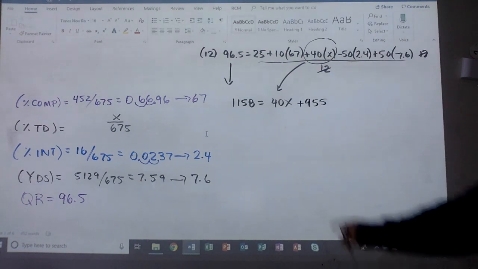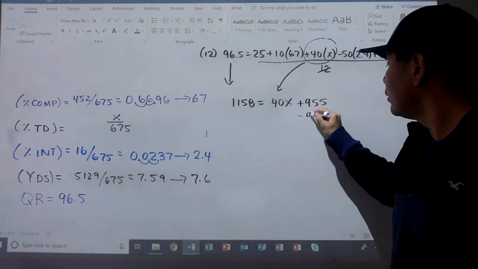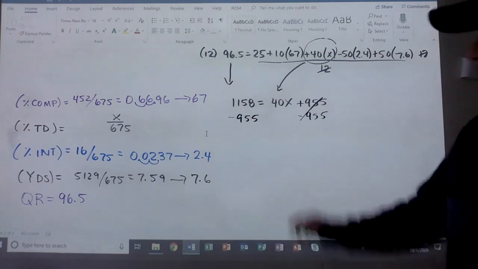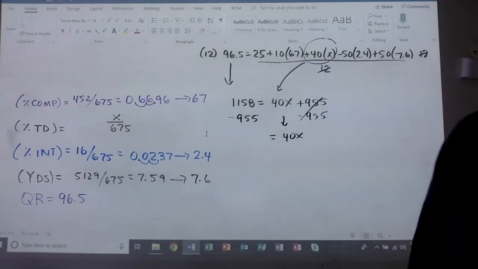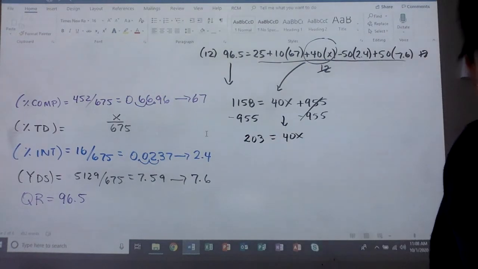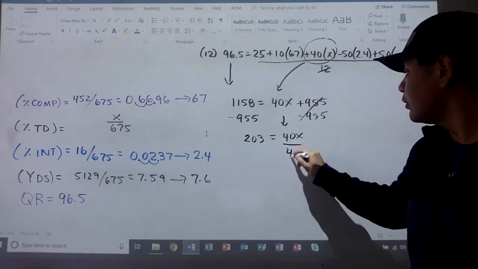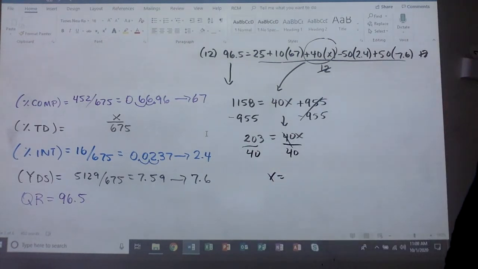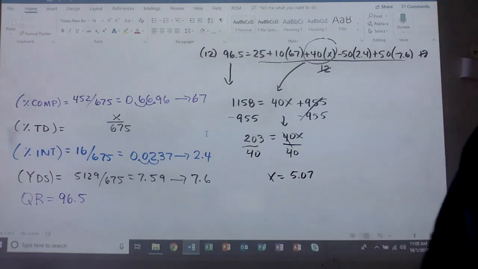This just became a linear equation. I'm almost done. I gotta get rid of this number. That's plus 955, so the opposite of it cancels. Subtraction of this one, 202. Last step, that is a multiplication, the opposite of multiplication, divide by the number next to the variable. X equals 0.75.